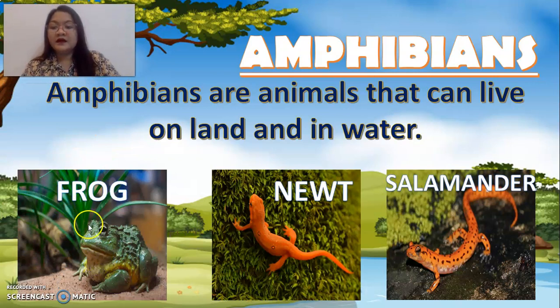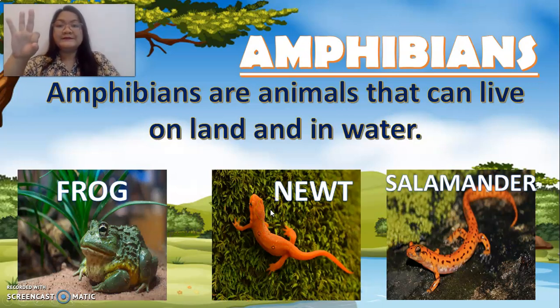Okay, newt and salamander. So, as we all know, frog, when they are little or they are baby, they live in water. When they grow up and they become an adult, they can live on land. Animals that can live on land and water. Next, number 3.